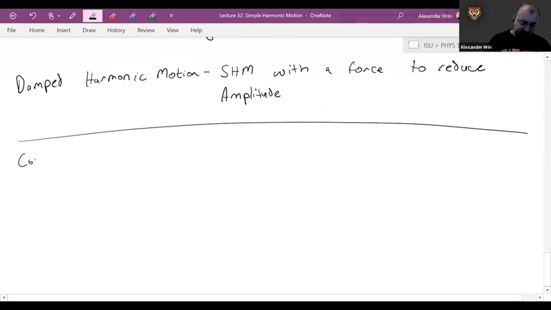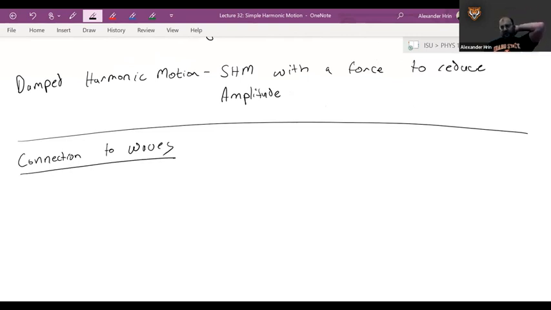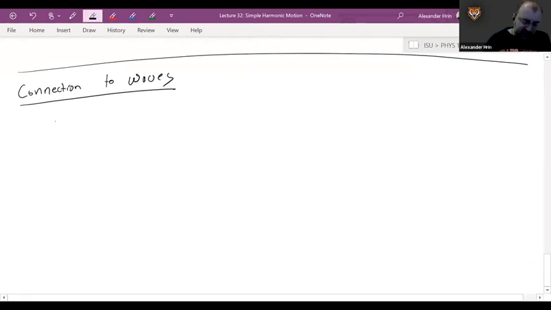Now the one thing I did want to talk about is the connection to waves, because waves are what we're going to spend most of our time on. This week, the remaining 2 lectures we're going to spend on waves. The simple definition of a wave is that it is a disturbance that propagates through a medium.